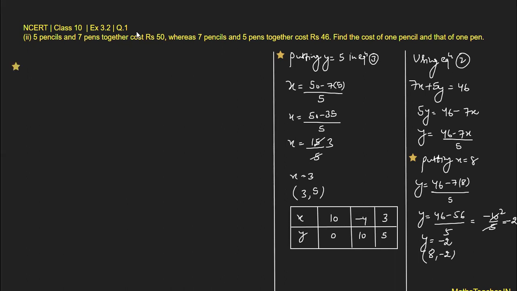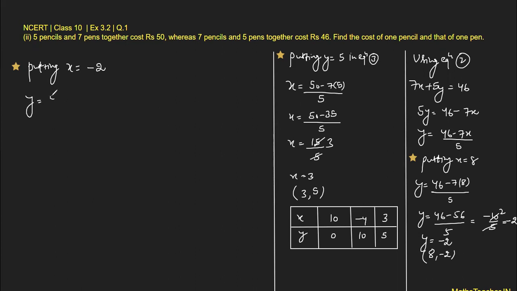Now I'm going to put another value of x. In the first case I put 8, but right now I have to put something else. Let me think a little bit. Yeah, if I put x equals minus 2, then definitely it will be a perfect number.